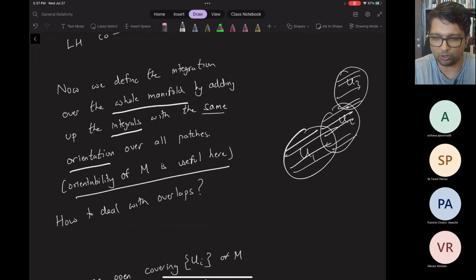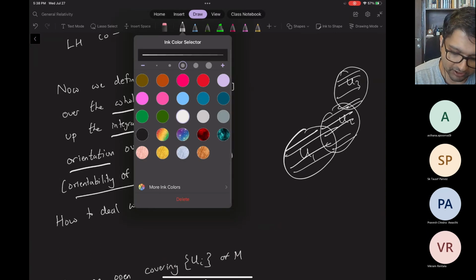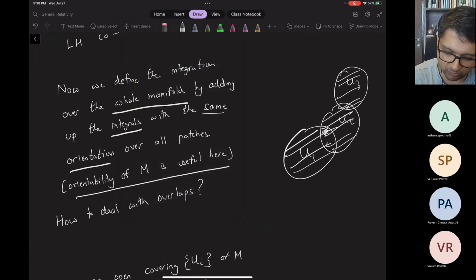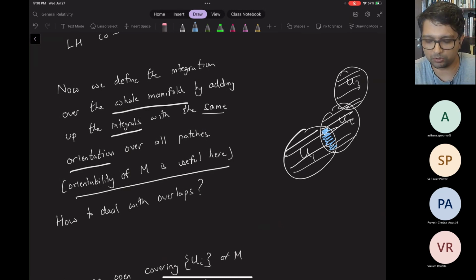The fact that you can choose coordinate systems on all the patches such that they all have the same orientation, that will be important. Okay, so that's why you need the entire manifold to be orientable. The second thing is the overlap regions between the patches, we don't want to double count the integration, right? So how do we take care of these overlap regions?